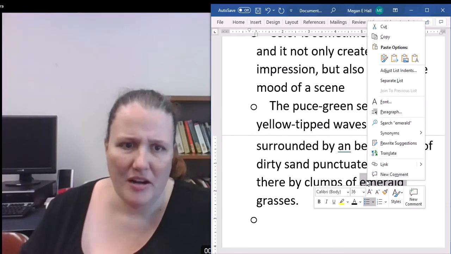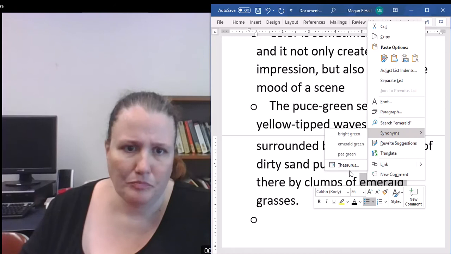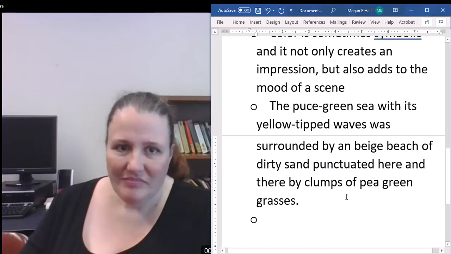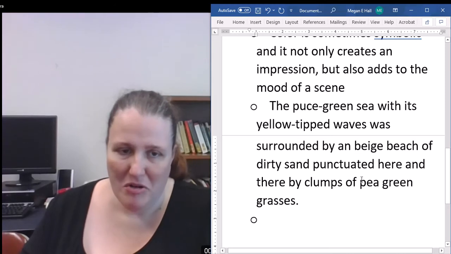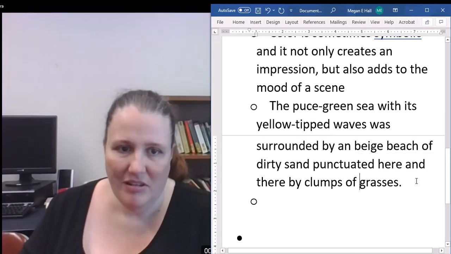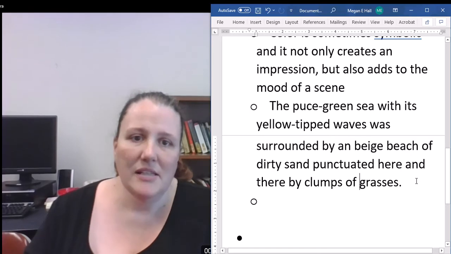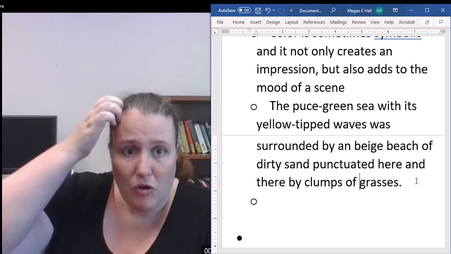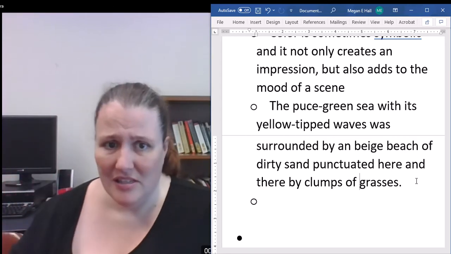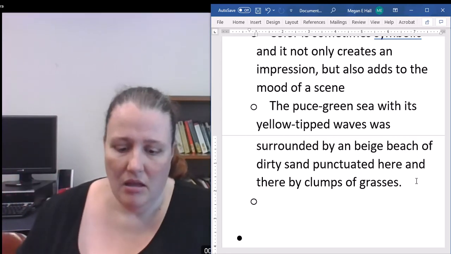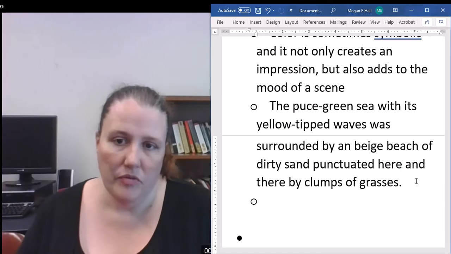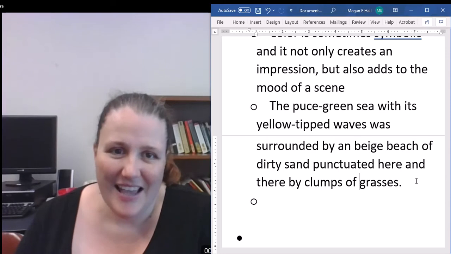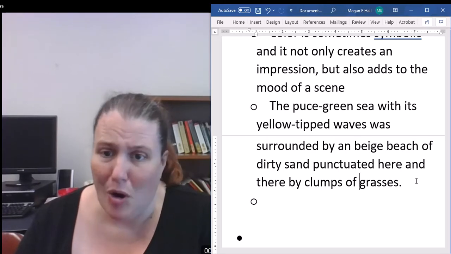And clumps of, oh, I want a green. Let me look at some synonyms. Pea green. Again, I wouldn't have puce green and pea green there. I'd say, just let's say grasses. But you can see, even by changing the sea from sapphire to puce green, what a difference that makes. It changes the mood of the scene. So sapphire says beautiful, puce green says gross.